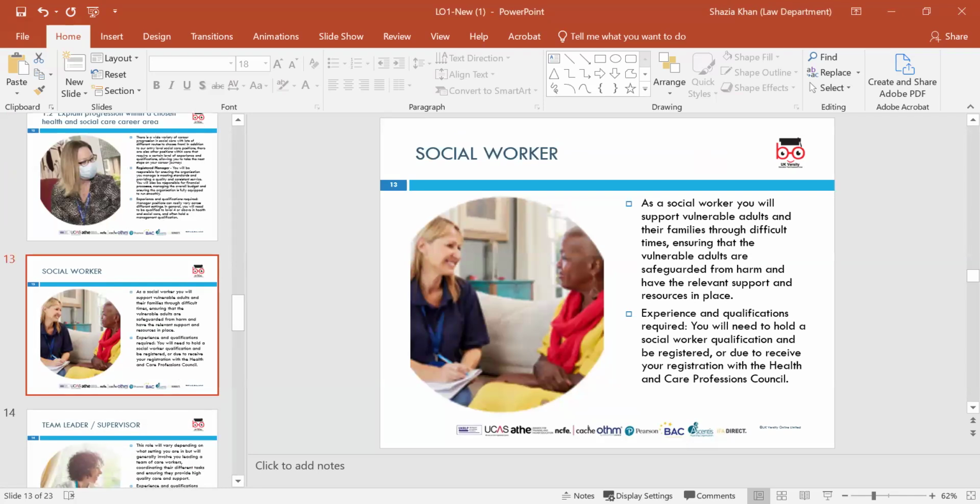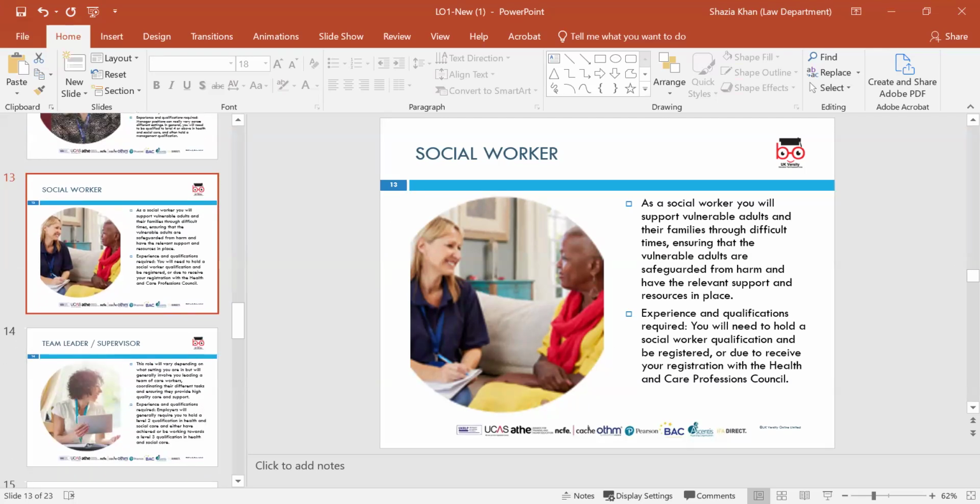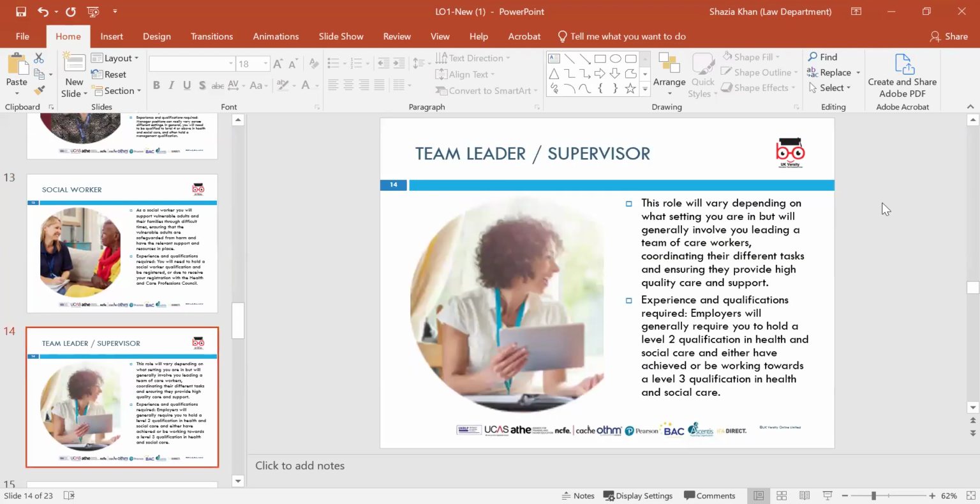Again, as a social worker, you need to be able to support vulnerable people. You can't just say that I'm okay for this role. You should have a specialist skill that you're able to work with vulnerable people. You have the qualifications and the experience. So you need to be registered as a social worker, registered within the role of supporting vulnerable people. You need to make sure that you have the skills as well. What about as a team leader or a supervisor?